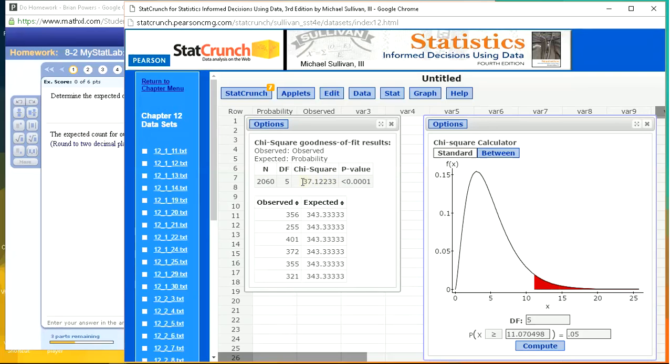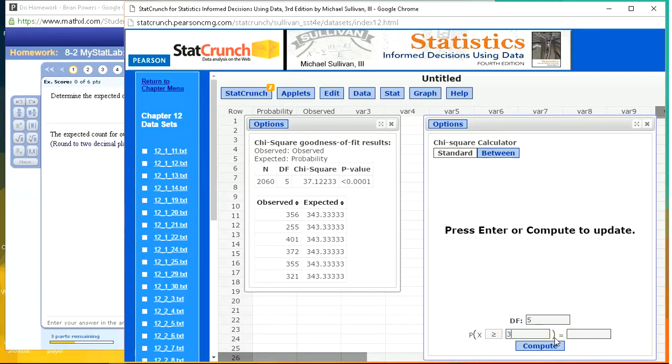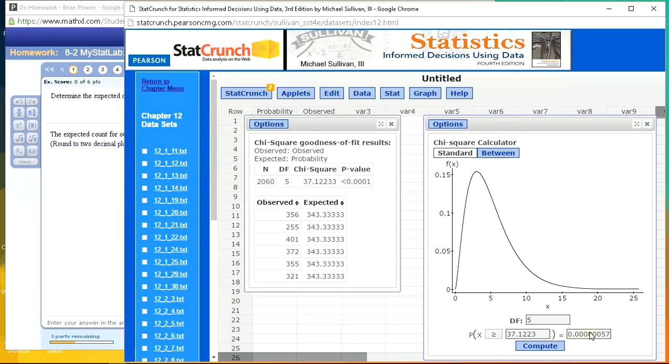My test statistic was 37. If we were to put in 37.1223 and hit enter, this is the probability in the tail. I mean, it's off the chart. You can't even see 37. The probability in the tail is 0.00000057, and this test told me the p-value was less than 0.0001. So, long story short, I would conclude this is not a fair die.